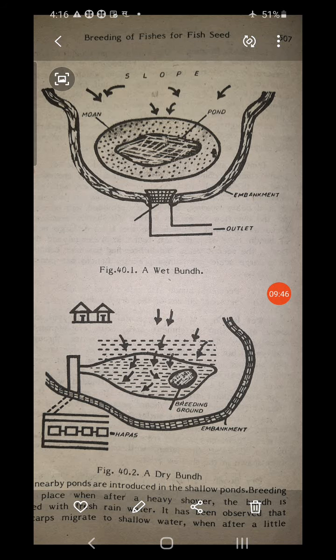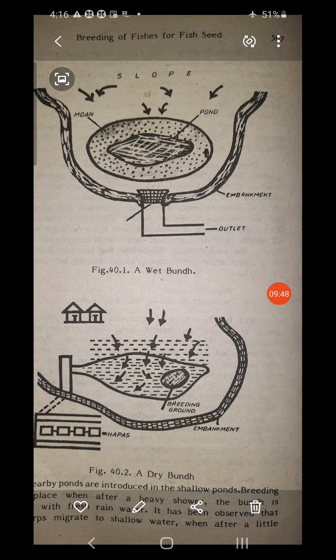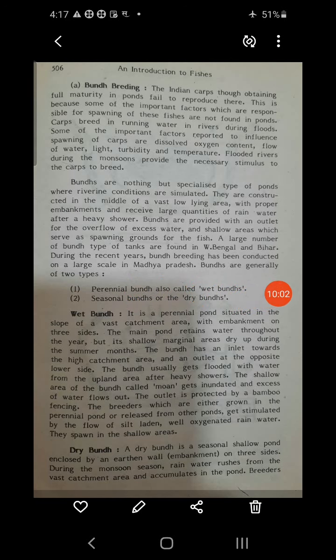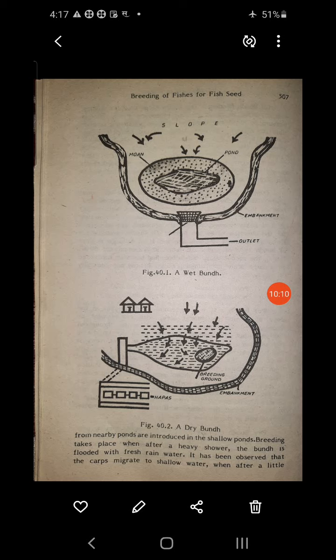Now, the positive point is that whichever species' eggs we want, we keep that fish in that pond, and we get only the seeds of that interested species. So on this page, you got the description of bund breeding, that is the wet bund and the dry bund, and these are the diagrams for the wet bund and dry bund.